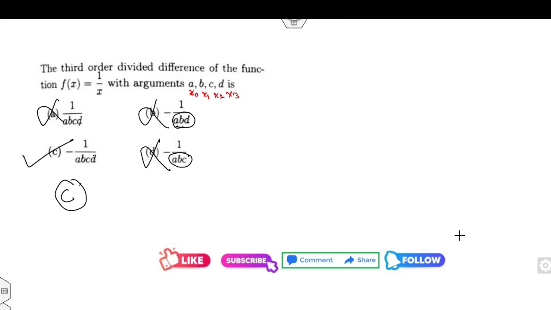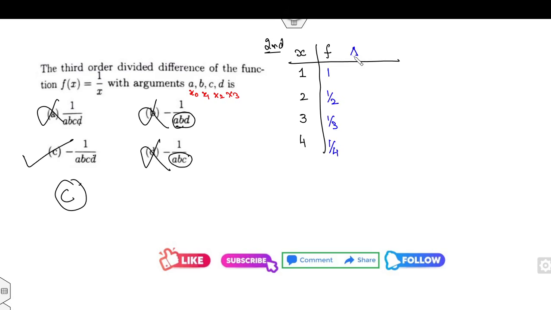One more method is given to you. How can you find it by the second method? Again, very simple. You can choose any arbitrary points for ABCD. Let's say I use an equally spaced set: 1, 2, 3, 4. Then what is the value of f(x)? 1, 1 over 2, 1 over 3, 1 over 4. Then you can find the differences. What will be the answer of this? -half, -1 over 6, -1 over 12.